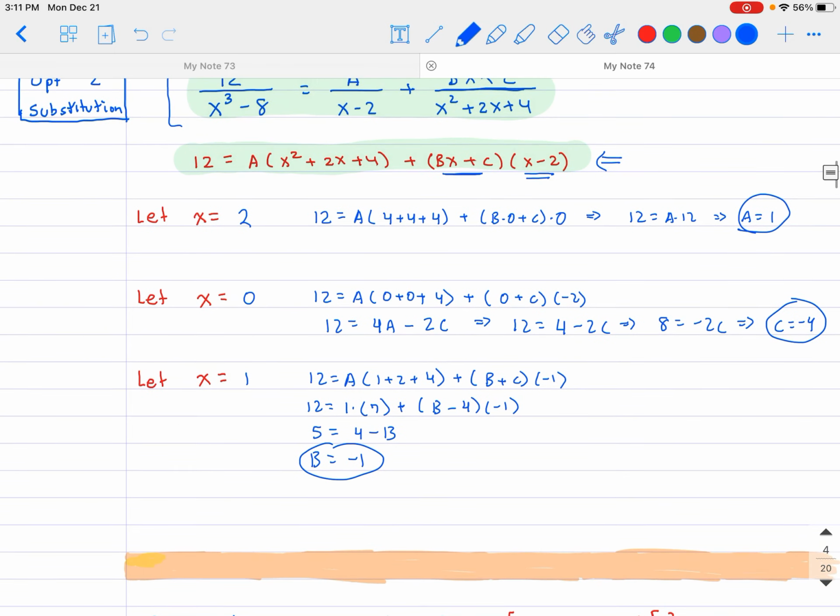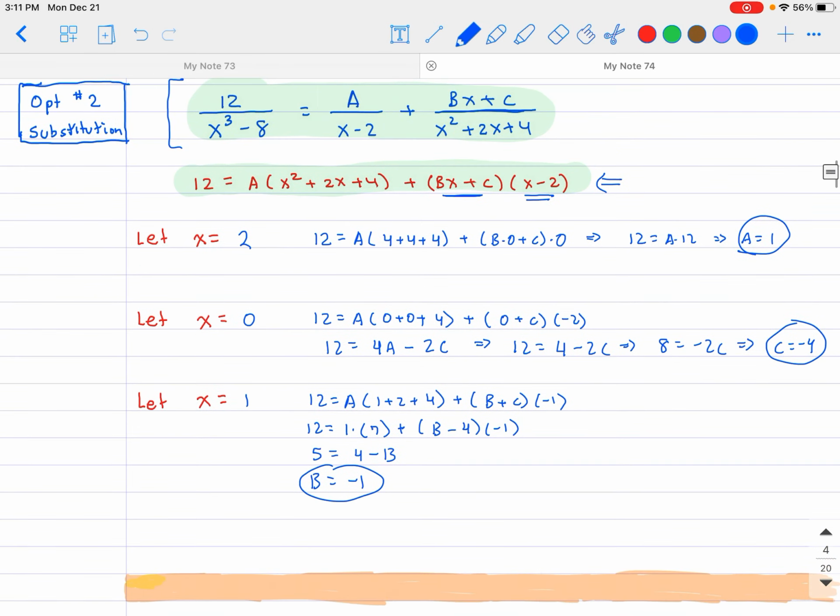So then in conclusion, we can go ahead and plug a, b, and c back in, and that's going to be our partial fraction, which in this case looks like 1 divided by x minus 2, plus negative x minus 4 all divided by x squared plus 2x plus 4. And at this point, hopefully you're going to get some sort of partial fractions, which you can then integrate, because that's going to make our life a lot easier. Okay. All right, so those are my special rules, number one in this case.